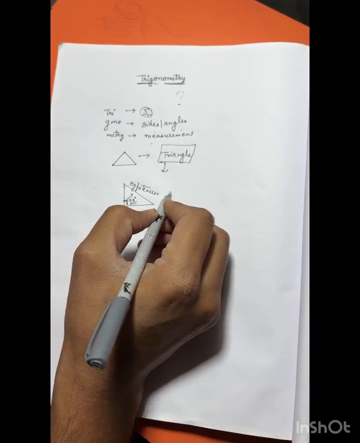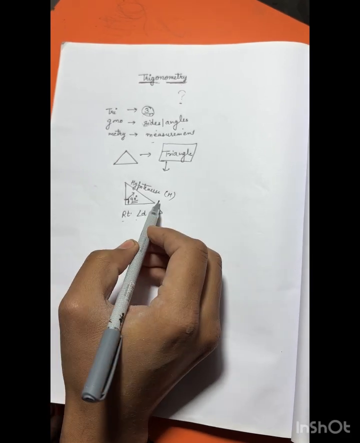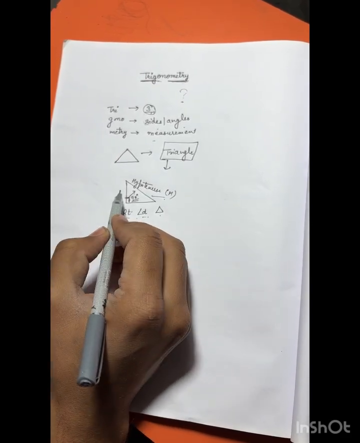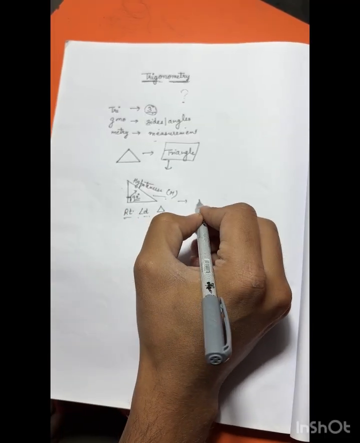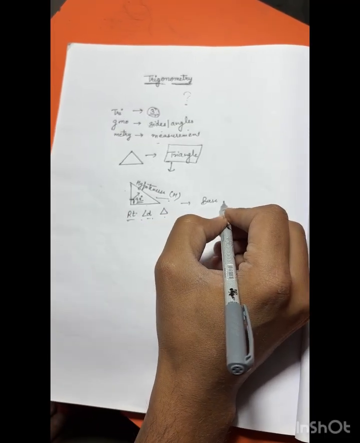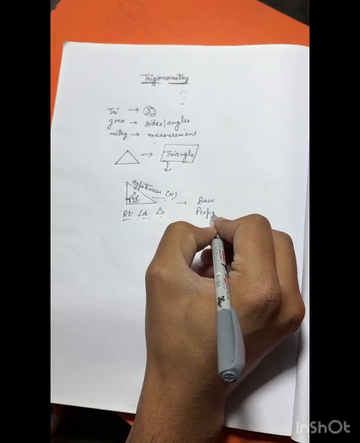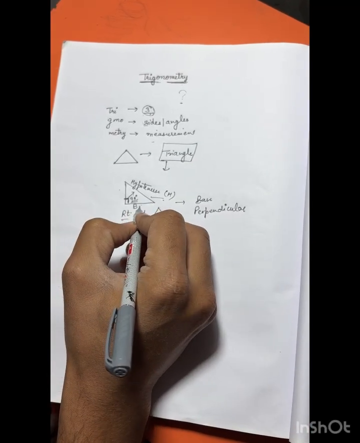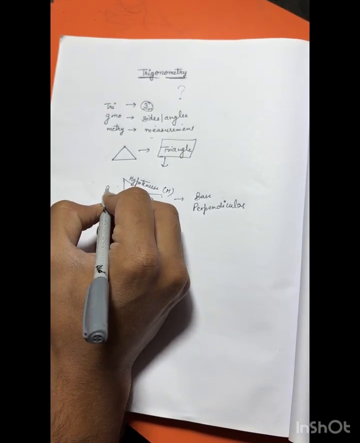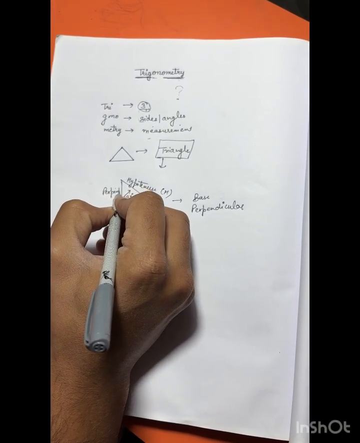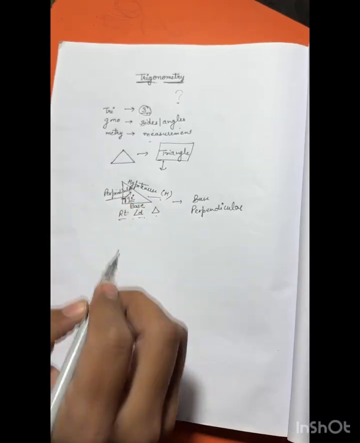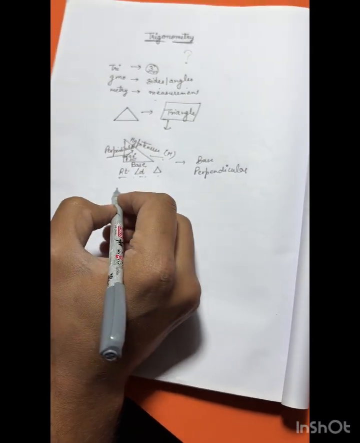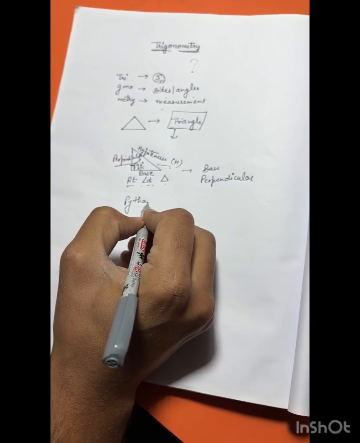This side is known as hypotenuse, denoted by H, and this is the larger side of a right angled triangle, and the remaining two sides can be called base and perpendicular. Like we can consider this as base and this is our perpendicular. Perpendicular means the side which is making a 90-degree angle. Got it? You have learnt Pythagoras theorem in your earlier classes.